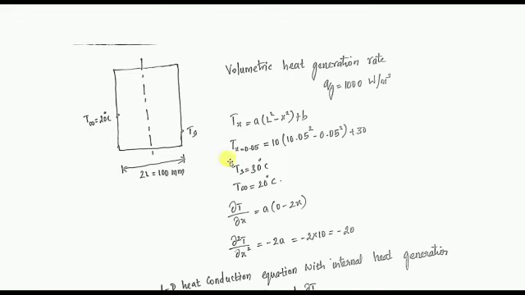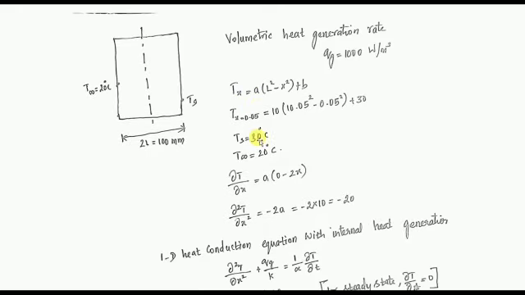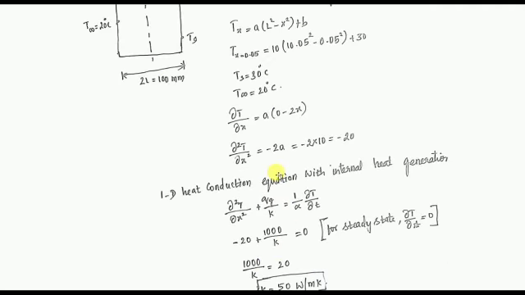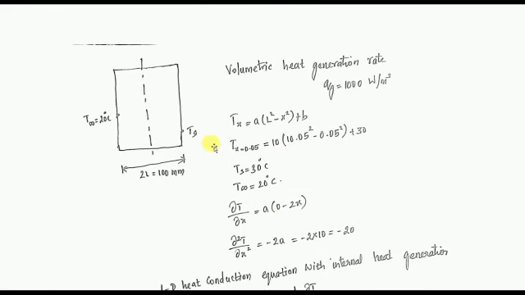That is the thing they have given, a plane wall. Ambient temperature is given. Now Ts is termed to be the surface temperature, and the given value of Qg is 1000 watt per meter cube. The profile is given. Now they said to find the H value. Already the profile is given. Now surface temperature is 30, ambient is 20.